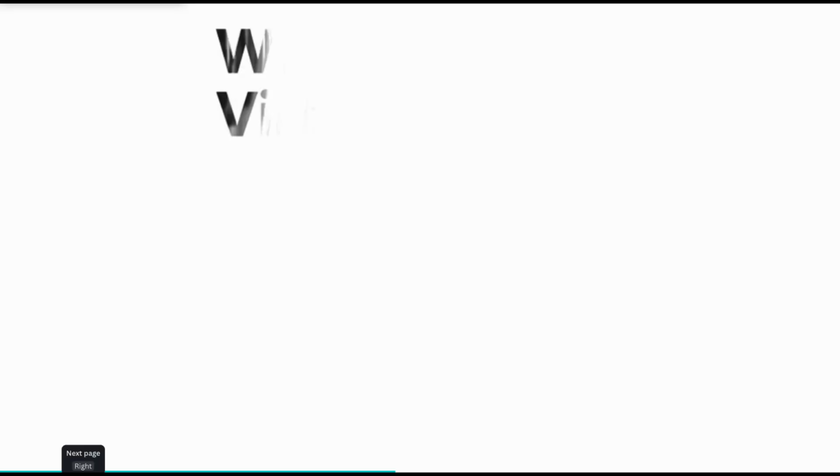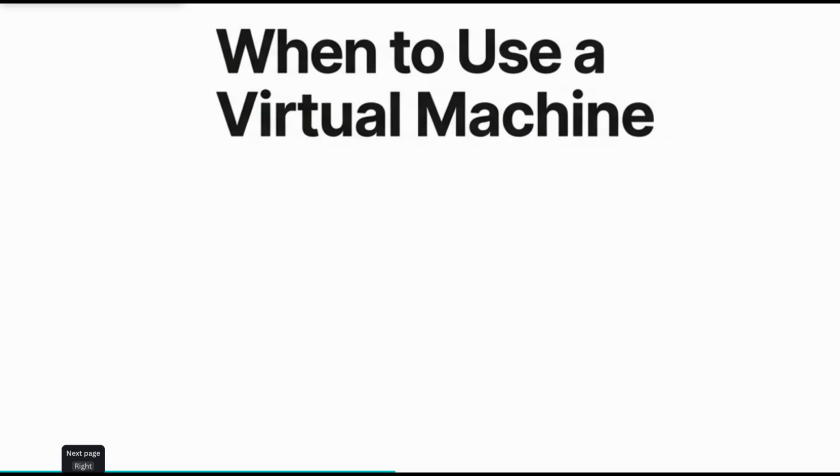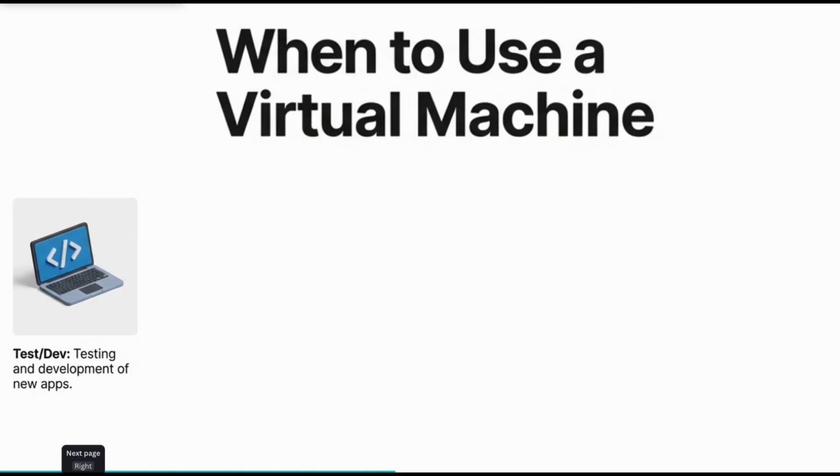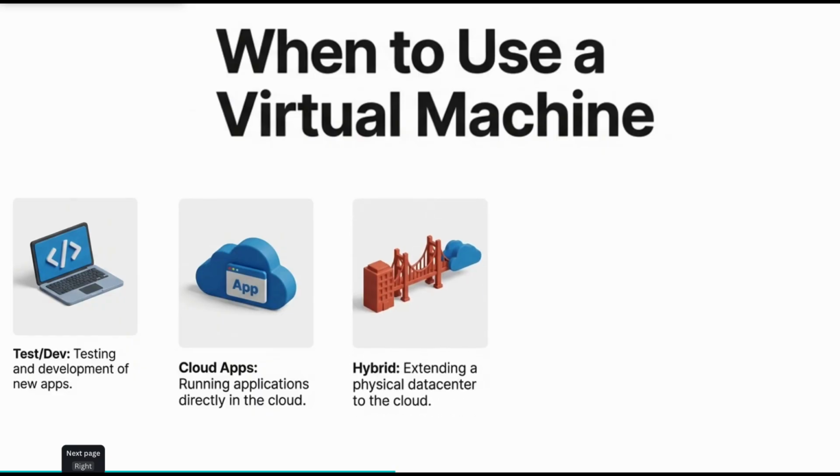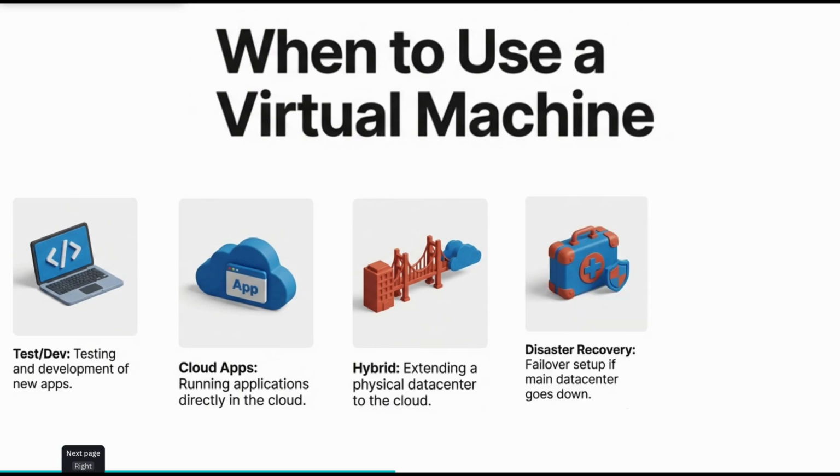Let us try to understand some of the use cases of when you want to use a virtual machine. You might want to use a virtual machine when you are testing or developing a new application. You also want to run certain applications in the cloud. If you have a physical data center and you want to extend your reach to the cloud, or if you want a disaster recovery setup, say you have a main setup running in a physical data center and your alternative setup runs in the cloud.